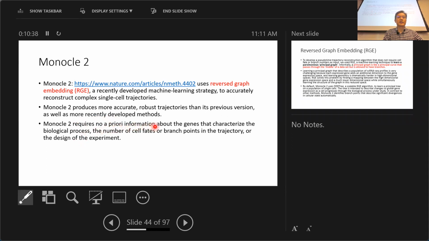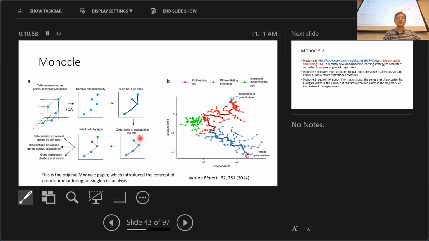No prior information about the genes and the characteristics of this biological process, the number of cell fates or branch points in the trajectory, or a design for the experiment. So it sounds like it has become more data driven and unsupervised. You don't need to provide any other information like, you have different cell types.